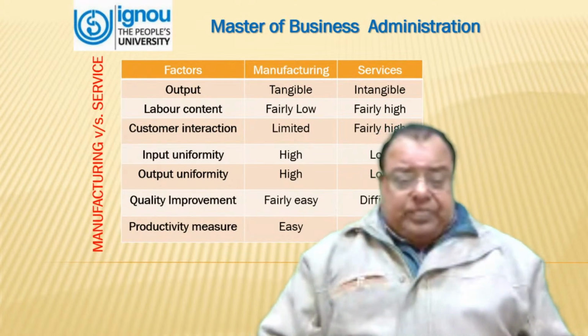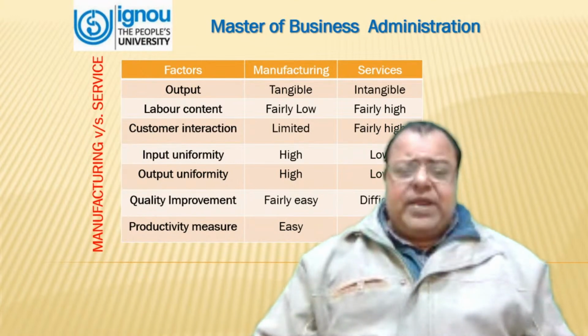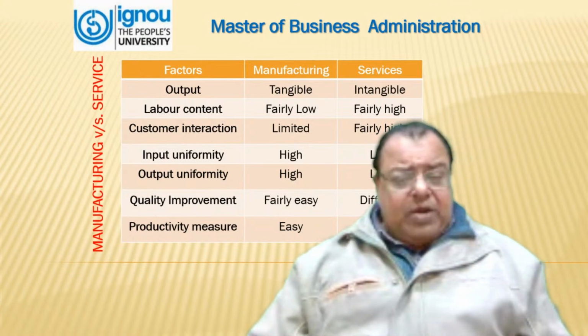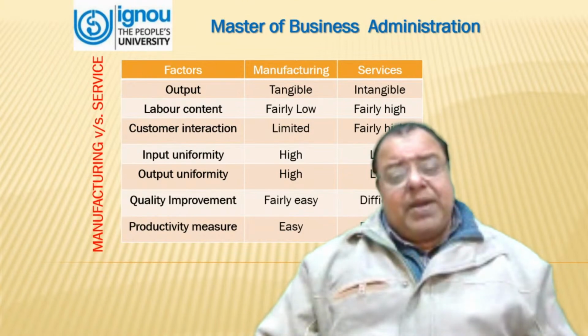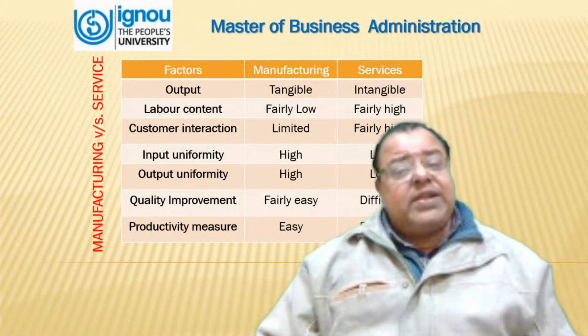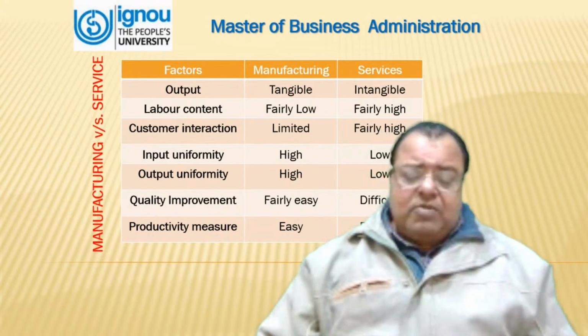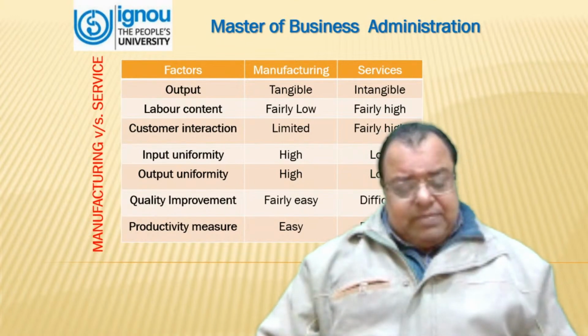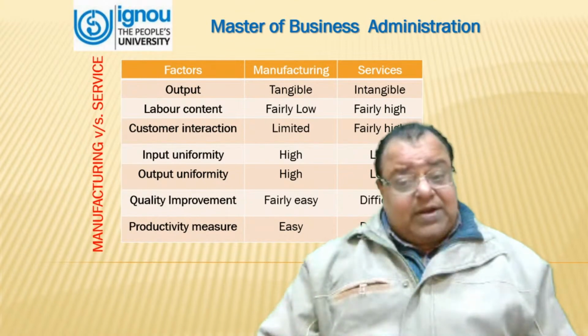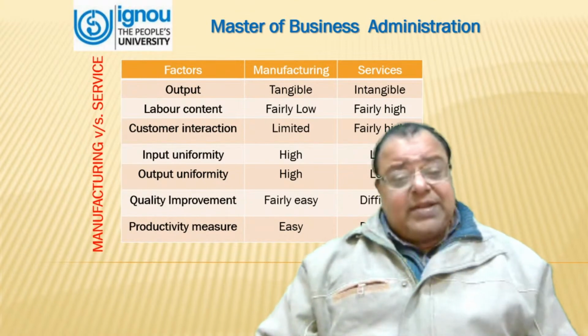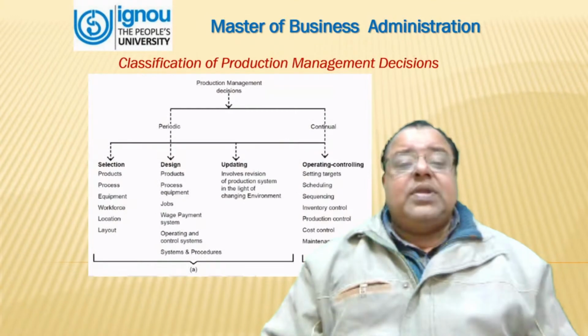Quality improvement is fairly easy in manufacturing units, but it is somewhat difficult in service industry. Productivity measure, no doubt, is easy in manufacturing unit, but it is difficult in services.